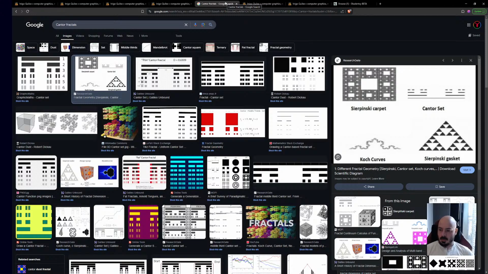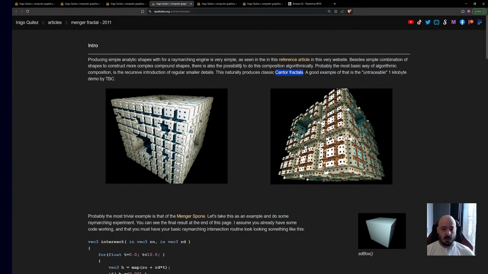Mochow says, IQ is amazing. He even makes up trigonometry approximations so the GPU can be even faster. That is cool. That is very cool, actually. I like that a lot. A good example of that is the untraceable 1 kilobyte demo by TBC. Okay.